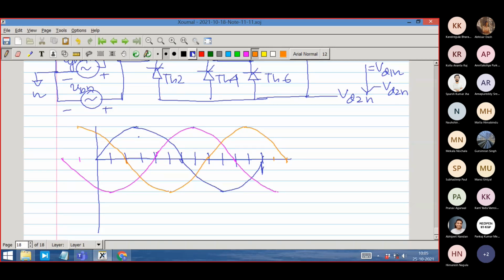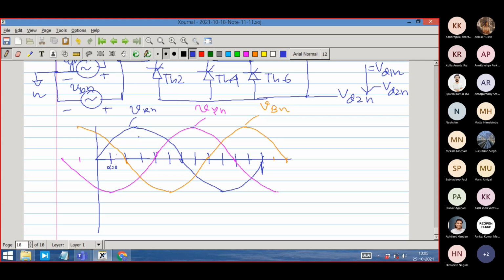So this is VRN, this is VYN, and this is VBN, right? And by this time we know how to conceptually think about alpha is equal to 0 degree. Alpha is equal to 0 degree for positive one. We'll start with the possibility of getting maximum voltage. So therefore, this corresponds to alpha is equal to 0 degree for VRN.